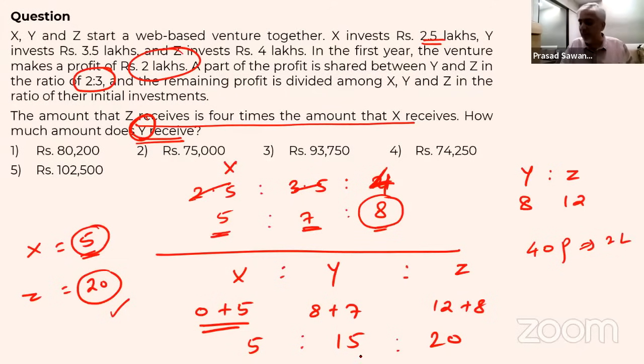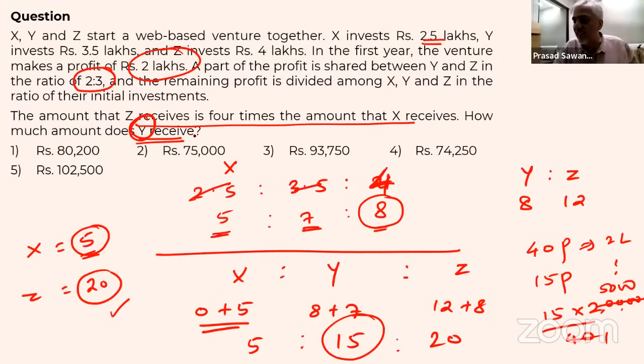How much is 15 parts? 15 into 2 divided by 40. This is 2 lakhs, remember? So 40, this will be 5,000. 5,015 is 75,000. Did you all get this? Obviously, there can be a traditional method also. This is a much faster method.